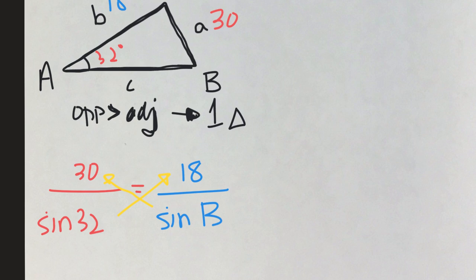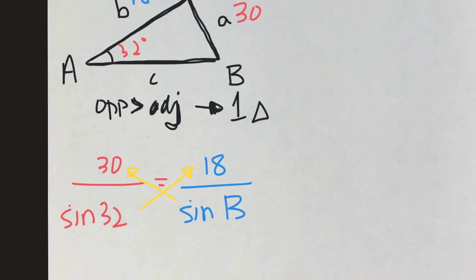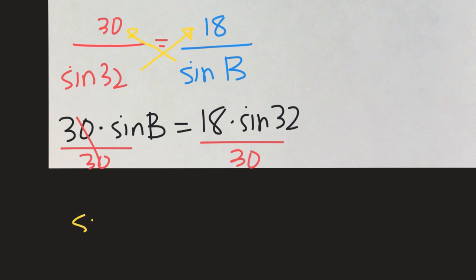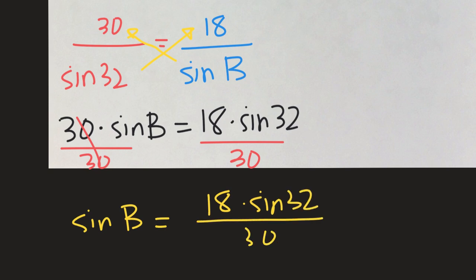If you're unfamiliar with how we solve these equations, let's go over that. So we cross multiply: 30 times the sine of angle B equals 18 times the sine of 32. We cross multiply whenever we want to solve a proportion, or two equal fractions. Our next algebra step is to divide both sides by 30, which gets rid of that one. So then the sine of angle B equals this fraction, and I'm not going to put it in my calculator just yet. I'm going to keep it here.